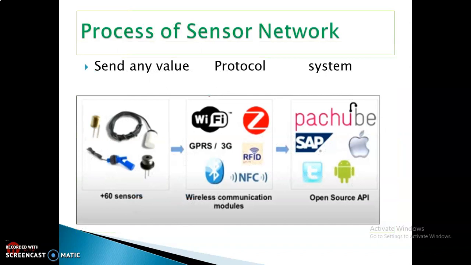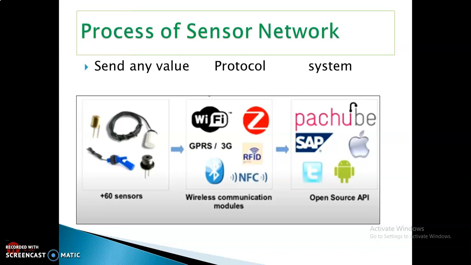What is the process when you are going for the sensor network? The sensor network consists mainly of three things. We want to send a value, so how can we send a value? We can have any number of sensors. Here we have some 60 sensors. Those sensors are connected via a protocol.